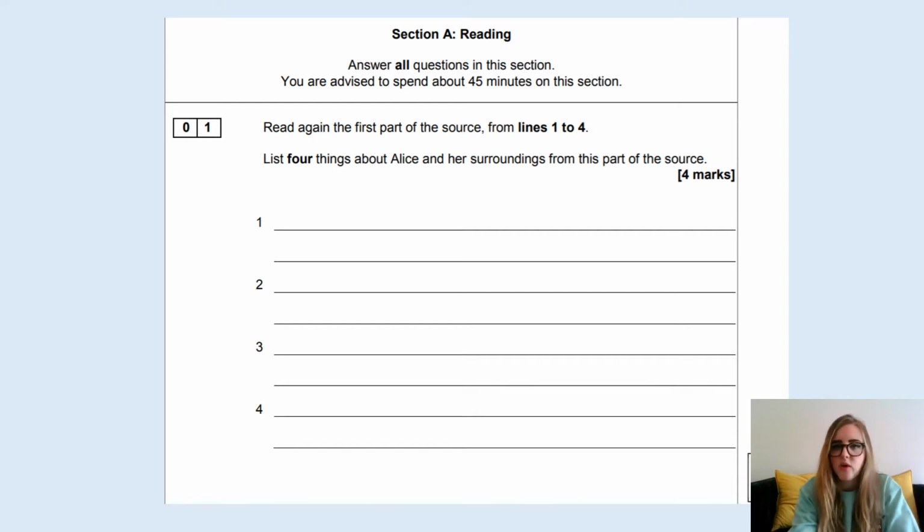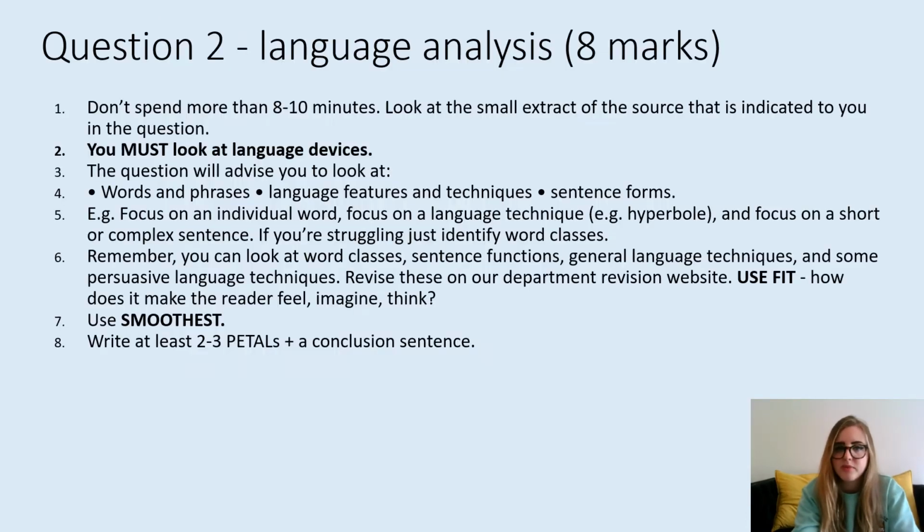You literally just have to write, if we list 4 things about Alice and her surroundings: Alice's surroundings are... Just steal it from the question. You don't have to use exact quotes, but you can use quotes if it helps you break down the question, if you feel it's difficult without them. But again, it's 4 marks, so don't spend more than 5 minutes.